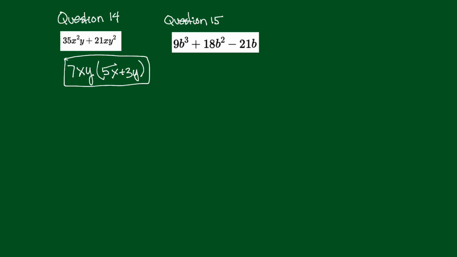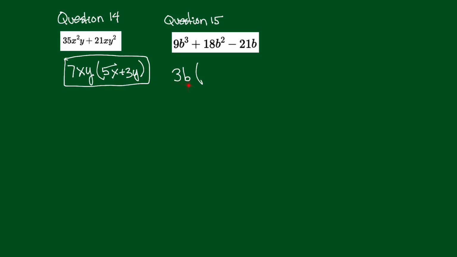Question 15, our last question in this homework set, is a trinomial. What's common between a 9 and 18 and a 21? Well, 9 goes into 18, but does not go into 21. But 3 will divide into each of these, so I'm going to take out a 3. Now what about letters? Variables. I've got 3 B's, 2 B's, and 1 B. So there's at least a B in each one. Always the smaller exponent.